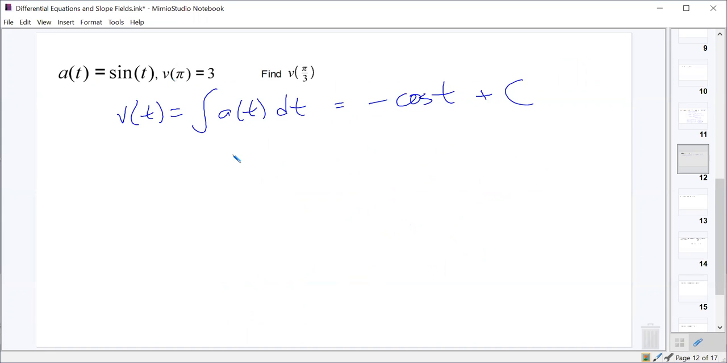And we know that if we plug in pi to that, negative cosine pi plus our constant needs to equal 3. And what's the cosine of pi? Negative one, which gives us 1, right? Plus c is 3, so our constant is 2. And then we have, everybody good with that?